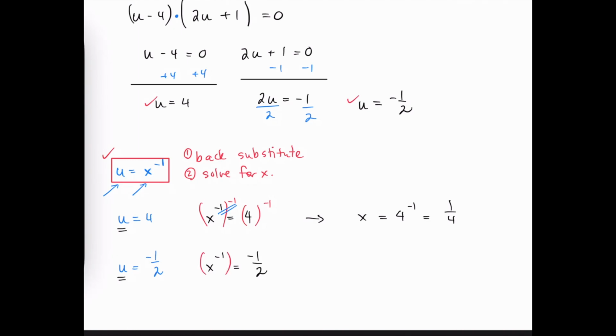Let's solve this second equation for x by doing the same thing, raising both sides to the negative 1 power, which is going to yield again x by itself on the left, and negative 1/2 to the negative 1 power, which is the reciprocal of negative 1/2, or negative 2. So these are the two solutions to that original equation that was quadratic in form.